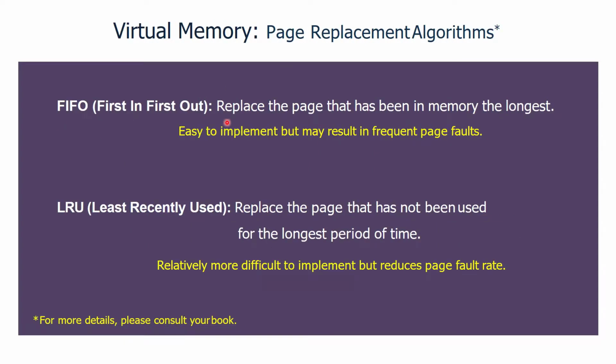The first in first out is replace the page that has been in memory the longest. Obviously it is easy to implement but may result in frequent page faults. Okay, so it is understandable also. The one which is in the queue, which is in the memory the longest, should be removed and someone new should be brought in.